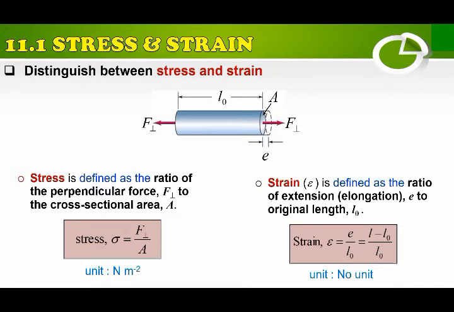To distinguish between stress and strain, let's consider a rod that has uniform cross-section area A and length L0. When the force is applied at both ends, the rod will extend by the amount of elongation E. Because of that, we can define the stress as the ratio of the perpendicular force to the cross-section area A. And the strain is defined as the ratio of extension or elongation to the original length. The unit for stress is Newton per meter square and strain has no unit.